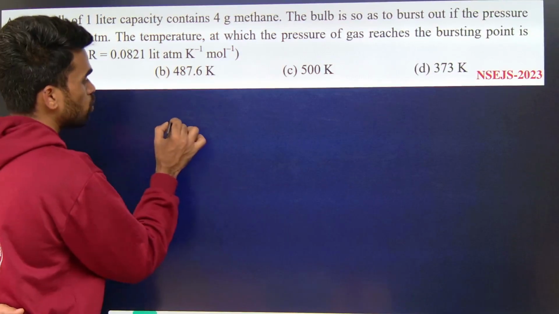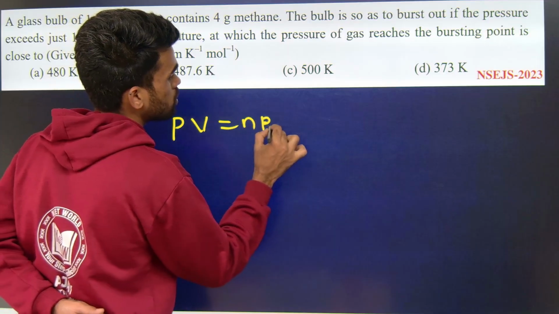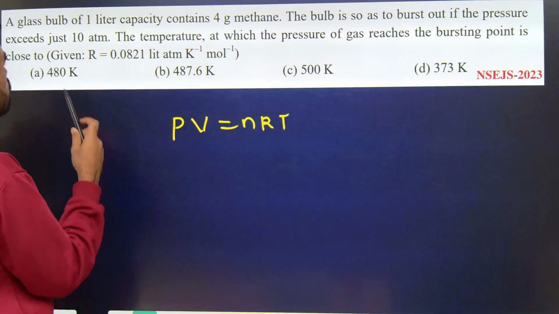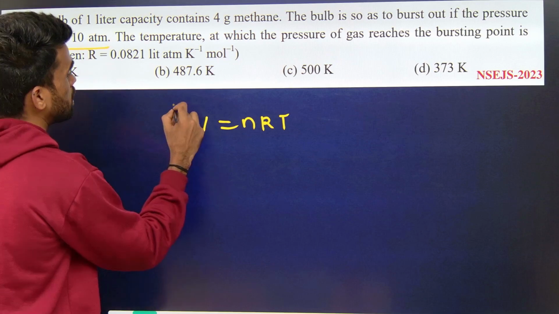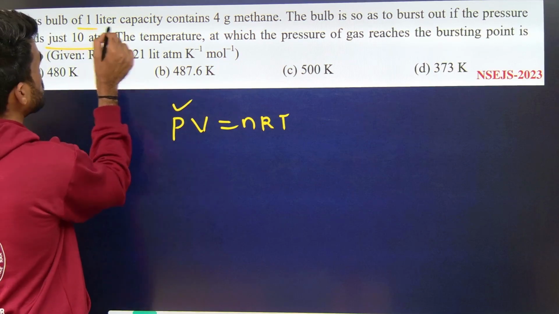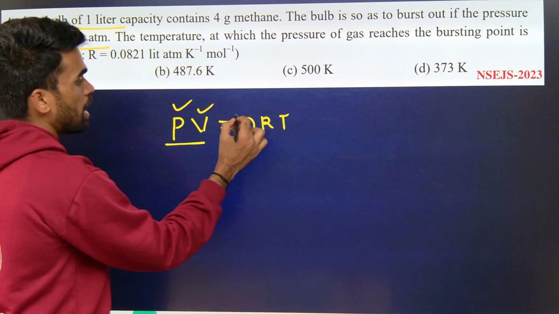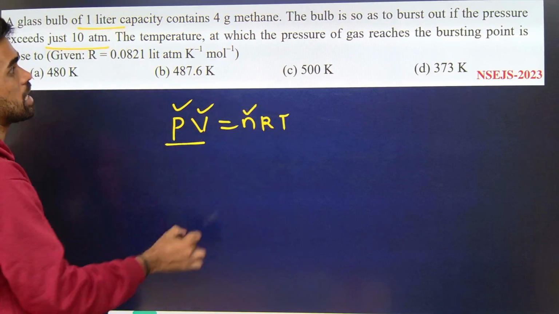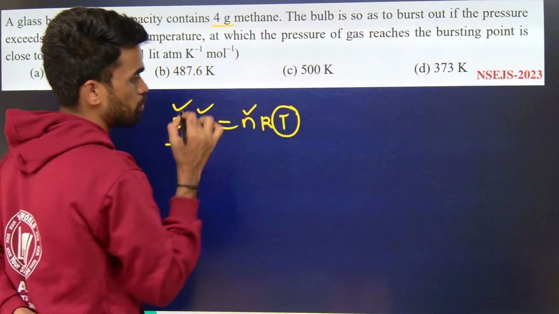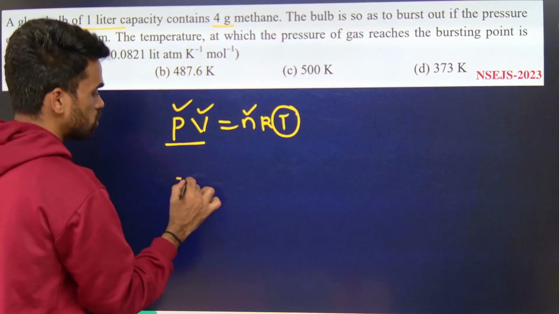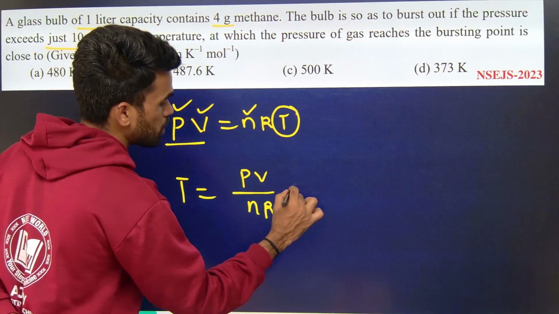So we can use the ideal gas equation, PV equals nRT. They have mentioned the maximum pressure can be 10 atm, and the volume is mentioned as 1 liter. So this data is given, and you can calculate the number of moles from the given mass. The only thing we don't know is temperature. That is what we need to find here. So temperature will be PV by nR.